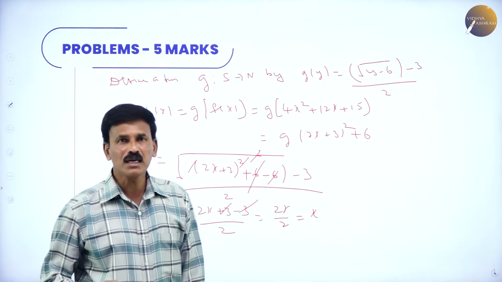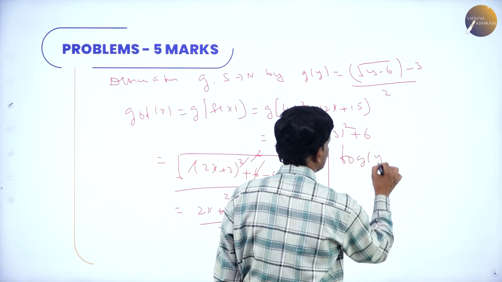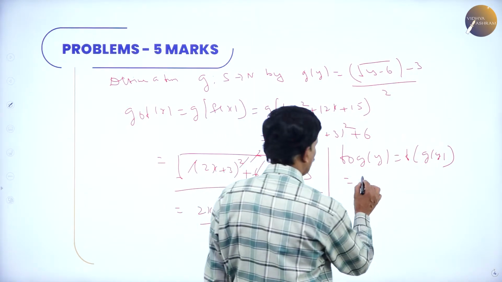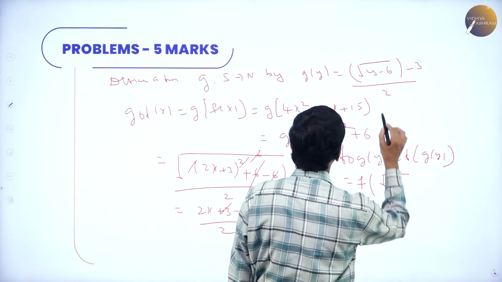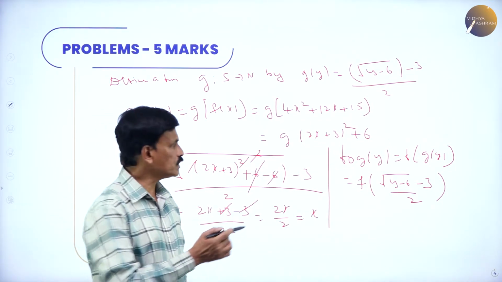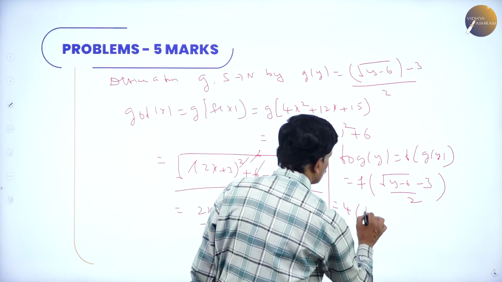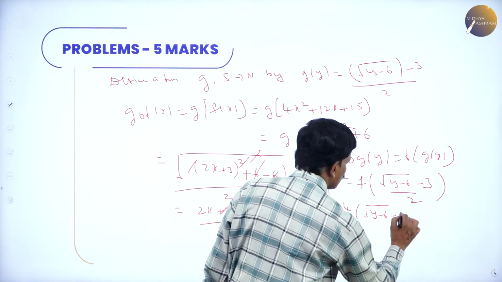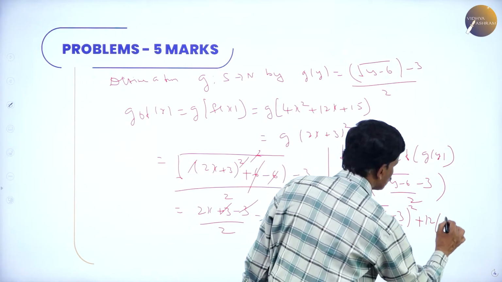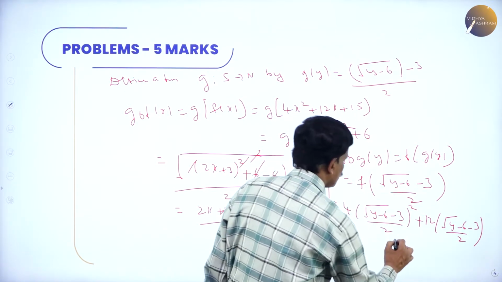Okay. And similarly, f naught g of y is equal to f of g of y. So that is equal to f of (root of y minus 6 minus 3) divided by 2. Now substitute this in the equation. So therefore f of g of y can be written as 4 into ((root of y minus 6 minus 3) divided by 2) whole square plus 12 into (root of y minus 6 minus 3) divided by 2 plus 15.